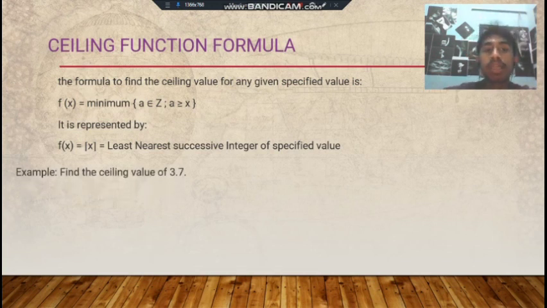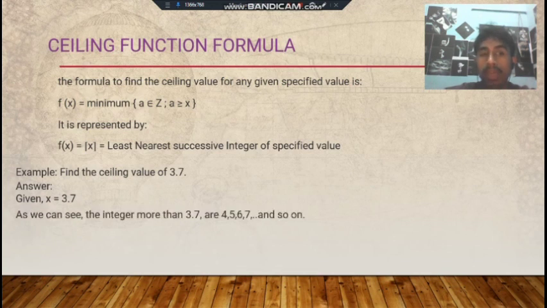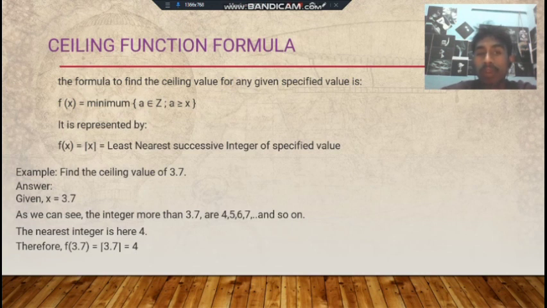Example, find the ceiling value of 3.7. Answer, given x equals 3.7, as we can see the integers more than 3.7 are 4, 5, 6, 7, and so on. The nearest integer here is 4. Therefore, f(3.7) equals ceiling of 3.7 equals 4.